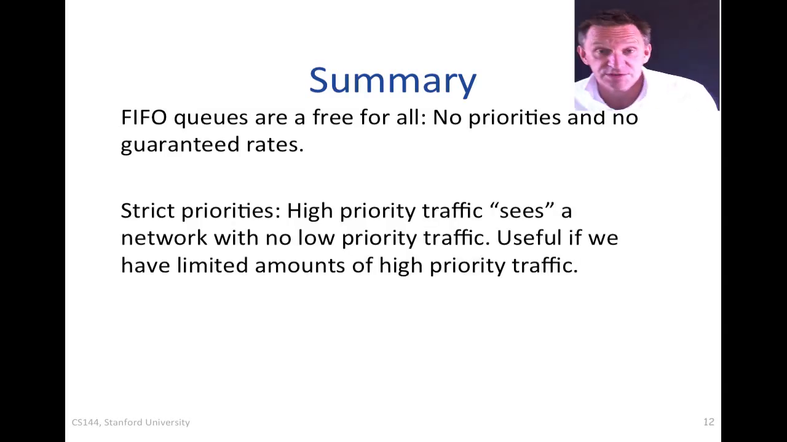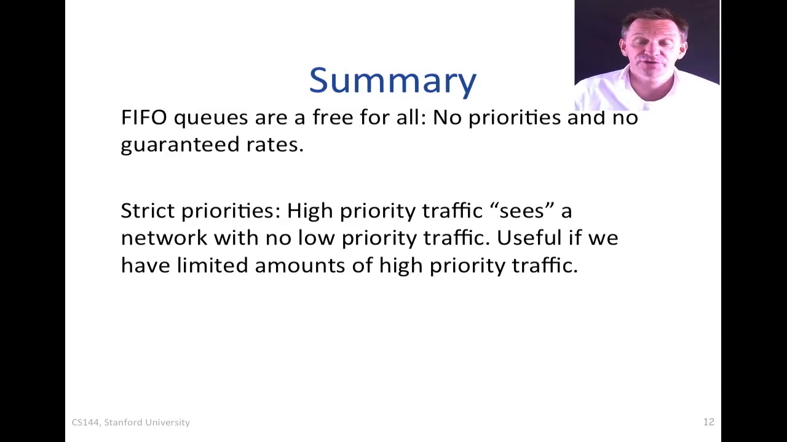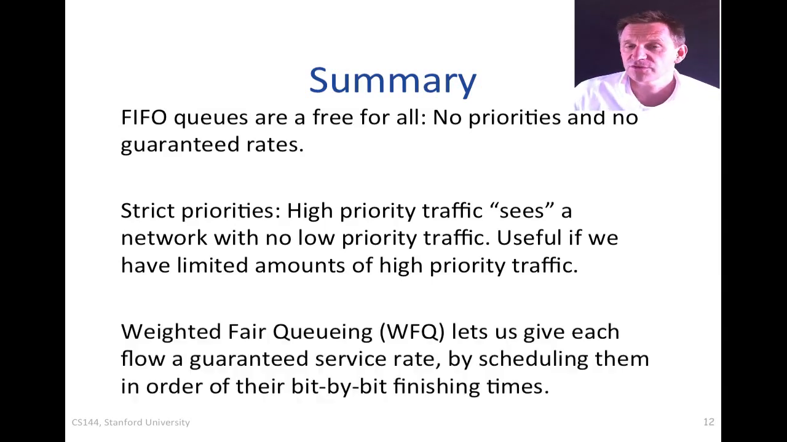So instead, it's quite common to use strict priorities. High priority traffic could experience a network which appears to have no low priority traffic at all. It's unaffected by it. This is useful if we have limited amounts of high priority traffic, like control traffic in the network. But if we want to do something which is more of a weighted priority, then we need to use something like weighted fair queuing, which lets us give each flow a guaranteed service rate. And we do that by scheduling the packets in order of their bit by bit finishing times.